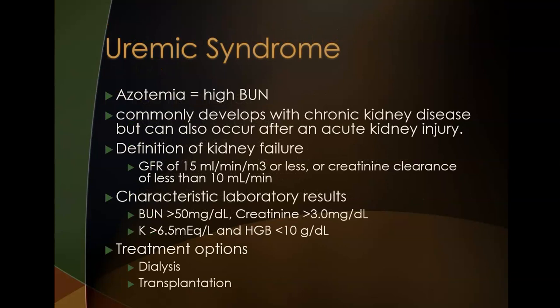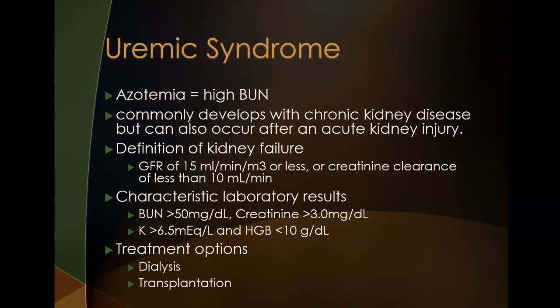Okay, so let's get into imbalances and disease states. Uremic syndrome is characterized by azotemia. Azotemia means you have a high BUN. BUN stands for blood urea nitrogen. Uremic syndrome commonly develops with chronic kidney disease, but can also occur after an acute kidney injury.